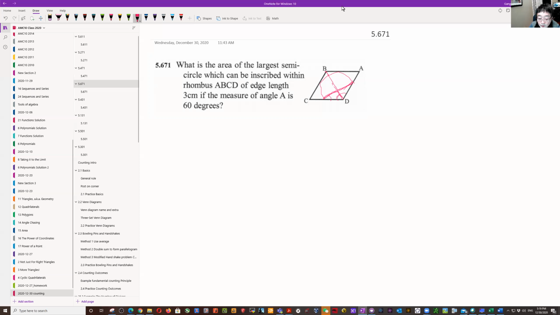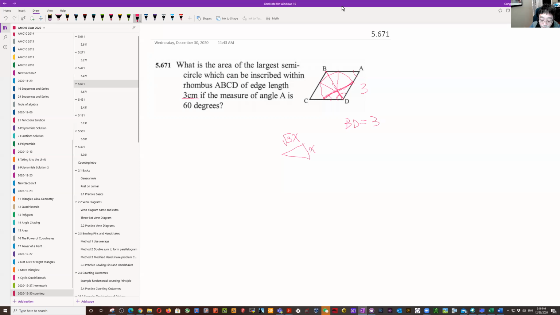So in this triangle, let's assume this side is x. Then the radius of the semicircle is going to be square root of 3 times x. You can also do it here. Because that's 3 centimeters, the side of the rhombus is 3. And because this is a 60-degree angle at A, BD is also 3, because this is an equilateral triangle.